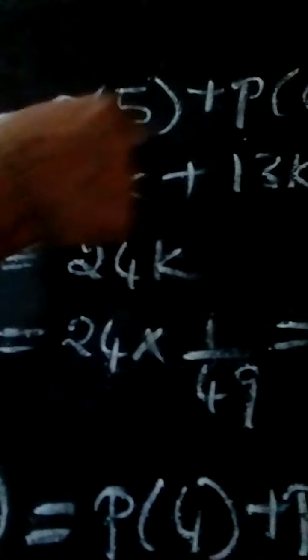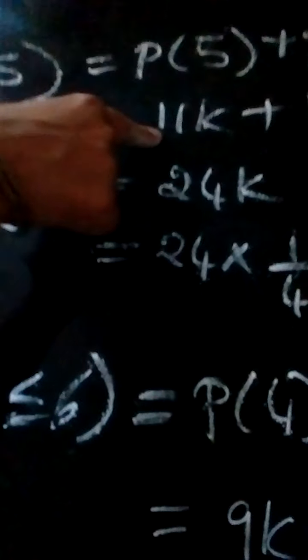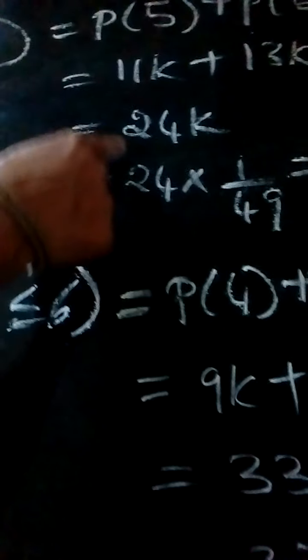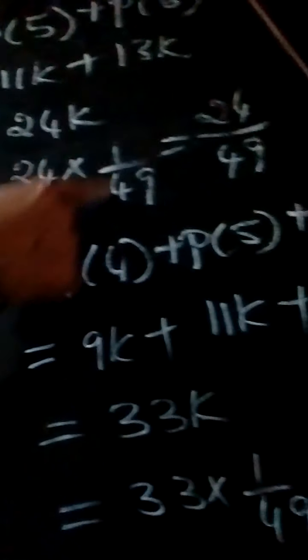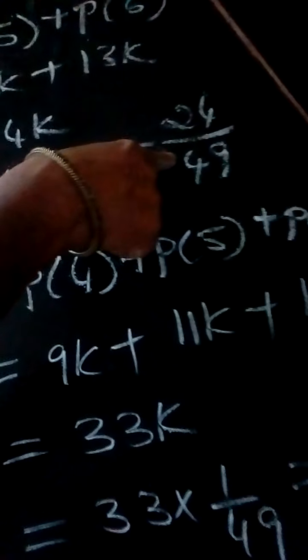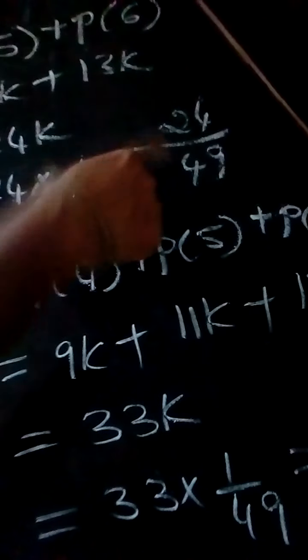Probability of x greater than or equal to 5 means we get only two values, p of 5 plus p of 6. p of 5 in the table is 11k and p of 6 is 13k. So when we add we get 24k. Substitute the value of k, which is 1 upon 49. So the answer is 24 upon 49.